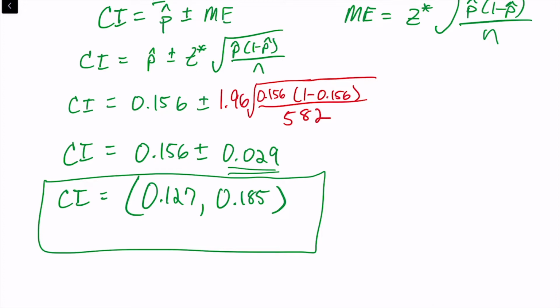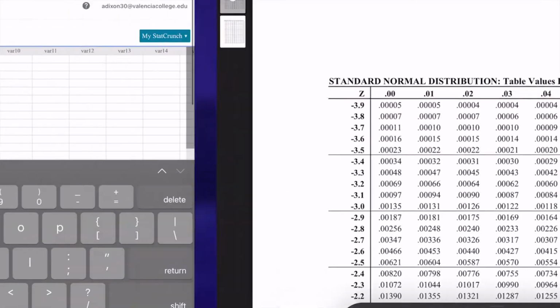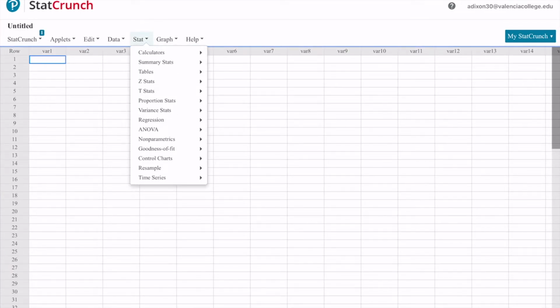Okay, y'all about to be really mad at me, but let me show you how we can quickly do this in Statcrunch. If you want to know how to do this in your TI-84 or 89 calculator, feel free to shoot me a quick email. But this is how you do it in Statcrunch. Really straightforward. Notice here, how do we calculate our p-hat? We took x divided by n. We took 91 divided by 582. Keep those numbers in mind. All right, so in Statcrunch, we go to Stat. We go to Proportion Stats.